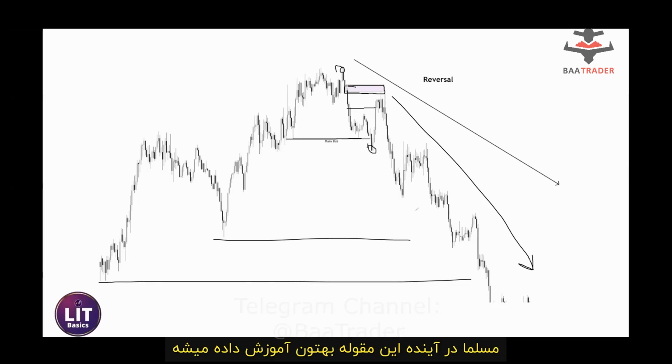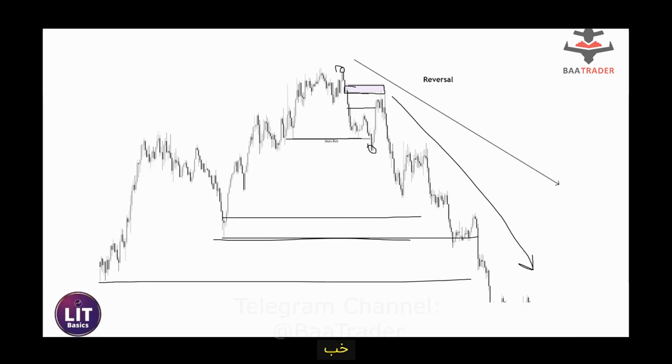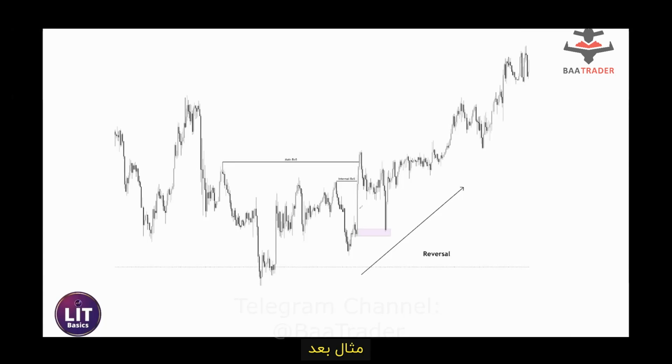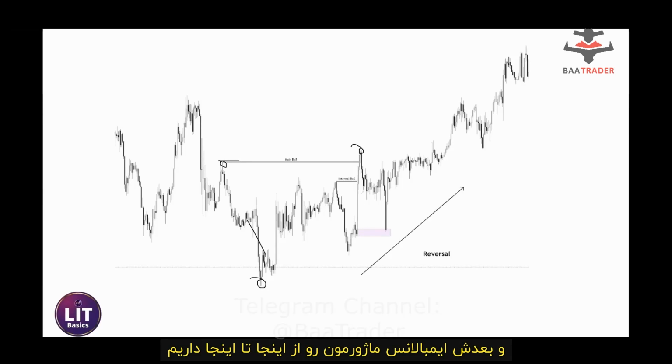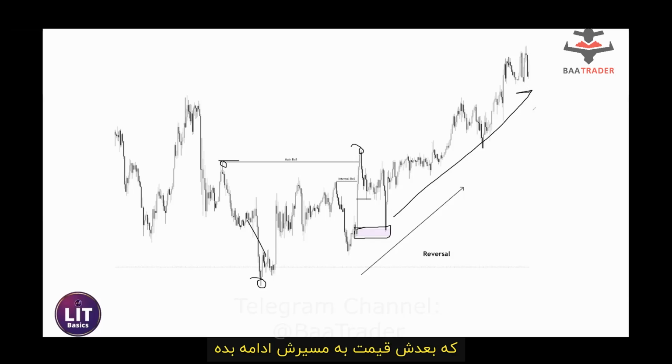Of course, you will be taught in future lessons why you wouldn't take zones like such over there. Okay. Next example, again, it becomes very repetitive, so I'm sure you can figure this out yourselves at this point, where we have, of course, our structure points here. We break the structure here for the sellers. And then we have our major imbalance from there to there, and our mitigation into the POI, only for price to then continue.